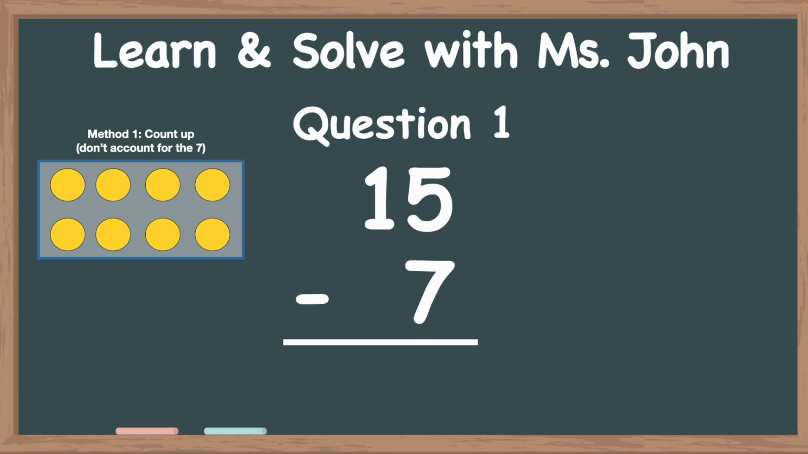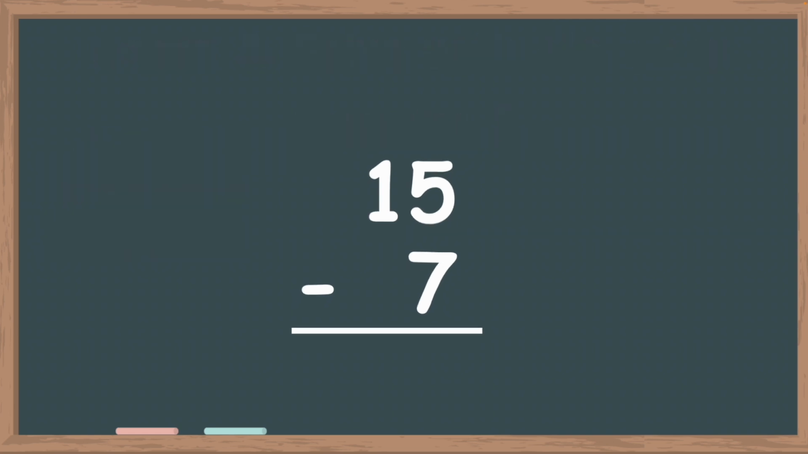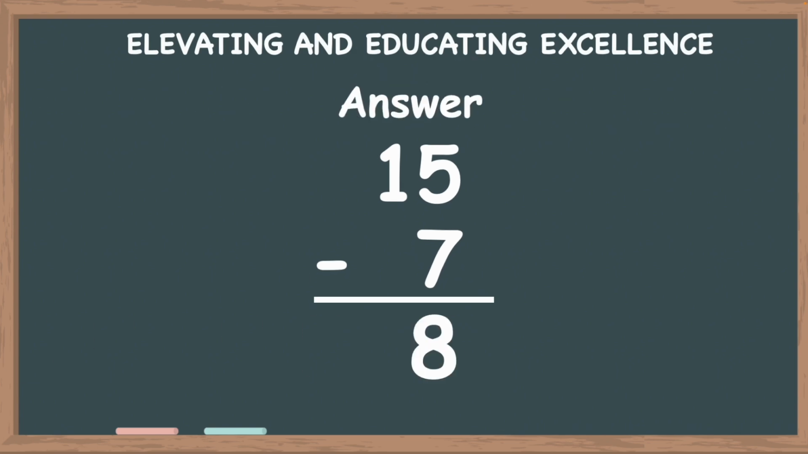Now we're going to count out the total number of dots we have. So we're going to count 1, 2, 3, 4, 5, 6, 7, 8. Therefore, 15 minus 7 equals 8. Again, 15 minus 7 equals 8.